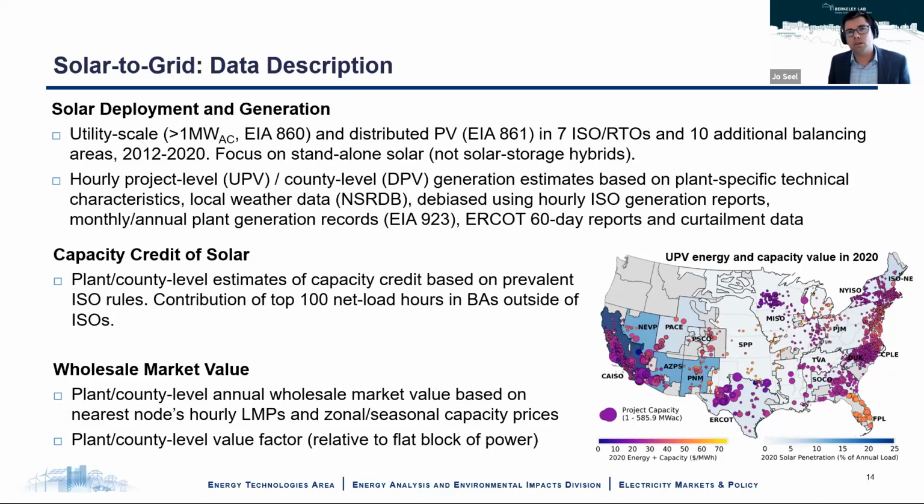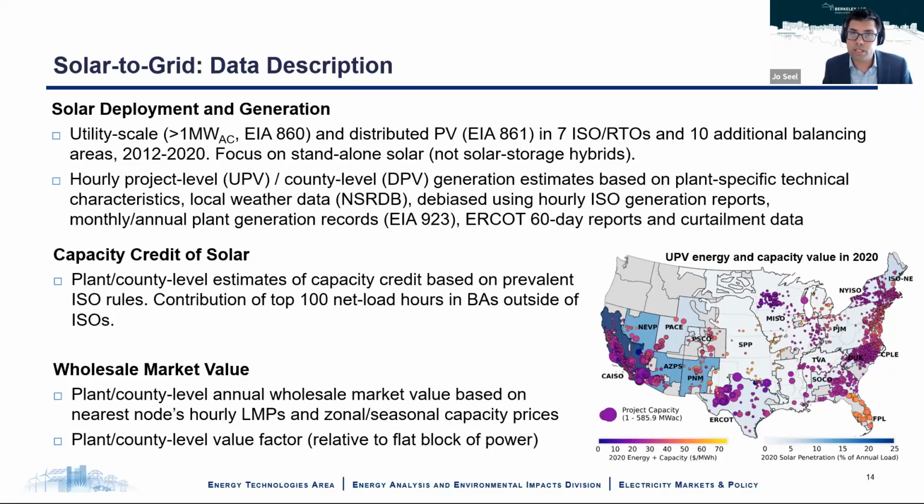We looked at all the solar that was deployed in the 7 organized wholesale markets, or ISOs, RTOs, as well as 10 additional balancing areas that had the most solar deployment. And we looked at a time period from 2012 through 2020. And you can see at the bottom right, there's a map that shows the 7 ISOs and then some of those additional balancing areas, for example, Arizona Public Service or FPL in Florida.